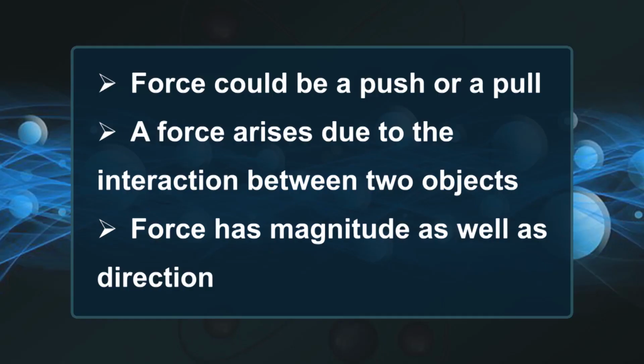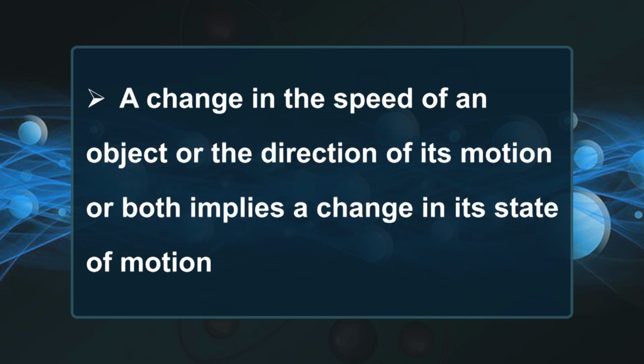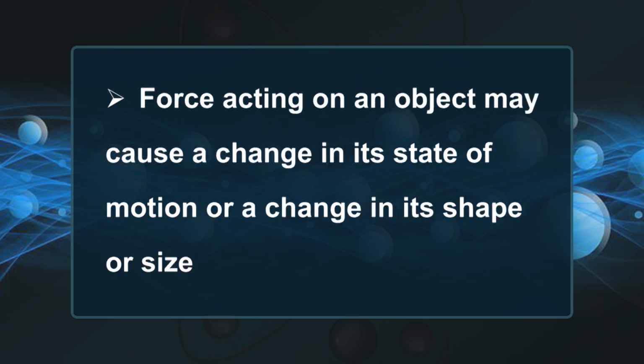In the last few sessions, we have discussed that a force could be a push or a pull. A force arises due to the interaction between two objects. Force has both magnitude and direction. The change in speed or change in direction of motion or both implies change in state of motion of the object. A force can cause change in shape or change in size or change in state of motion. Keeping these things in mind, we are going to discuss some things.